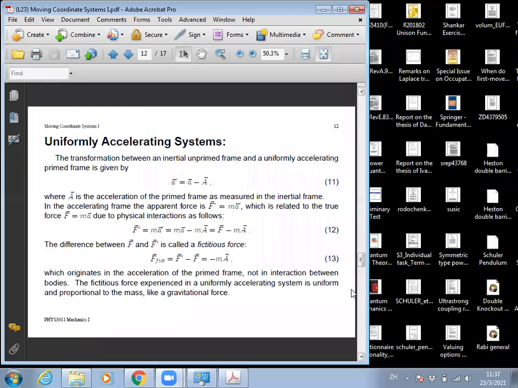Okay, we start our lectures now. Today we will continue the discussion of uniformly accelerating reference frame. In your homework, you have a question on this particular subject.